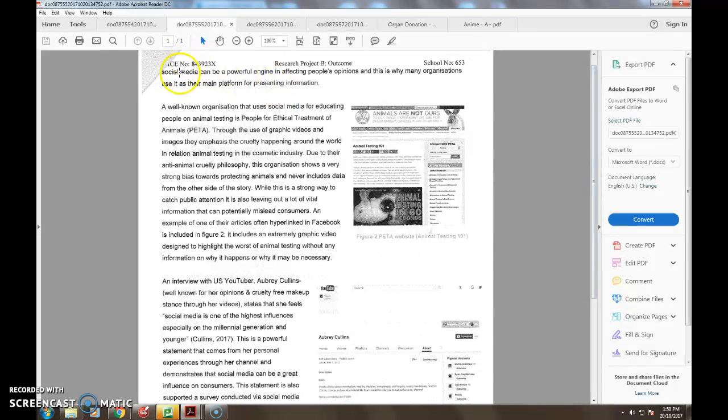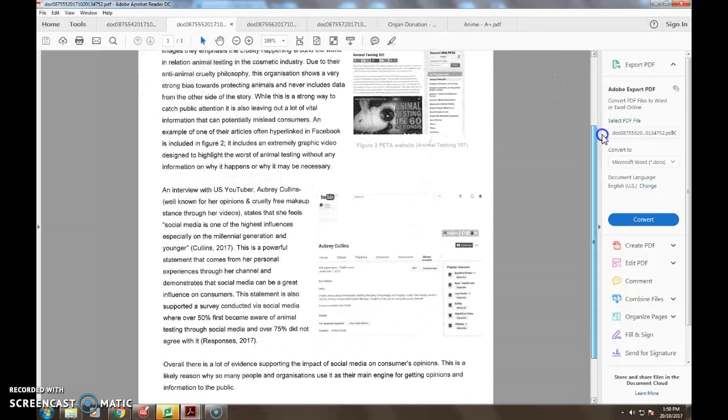And I believe that continues here. Social media can be a powerful engine in affecting people's opinions, and this is why many organisations use it as their main platform for presenting information. So not only have they presented the results of their survey, they've analysed it and they have put it into context for the actual question and how it helps to answer the question.